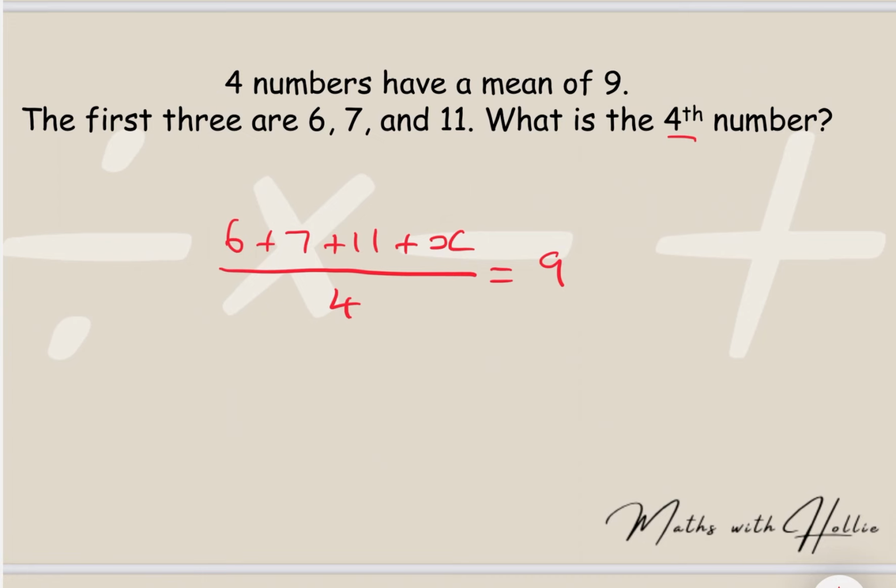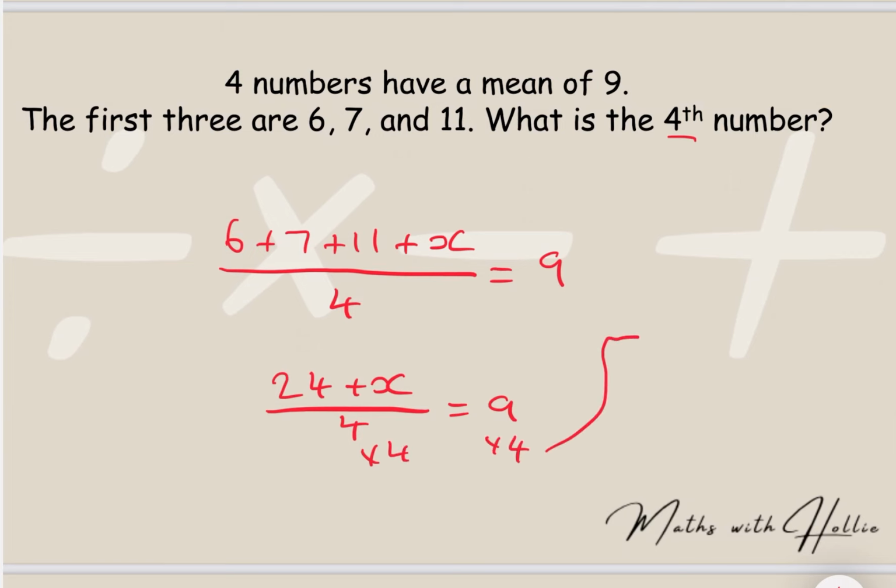So if I'm going to solve this, I'm going to simplify the top first. So I'm going to add 6, 7 and 11 together. So I have 24 plus x, unknown number, divided by 4 is 9. Now you might know where I'm going with this. So to get rid of the division, I'm going to times both sides by 4.